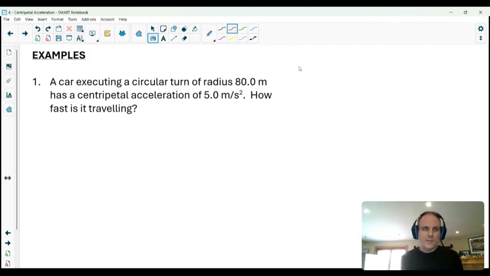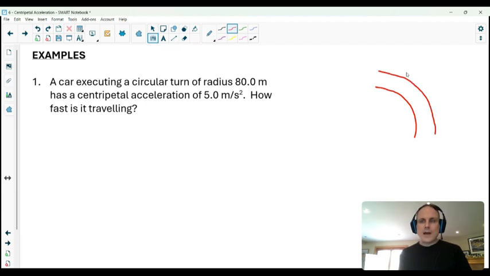Here's our first example problem. It says a car executing a circular turn of radius 80 meters has a centripetal acceleration of 5.0 meters per second squared. How fast is it traveling? So we're talking about a part of the road that happens to be circular in shape. They're going around a corner that happens to be circular, and the radius to where the car is from the center of what would be that circle is going to be 80 meters. And we want to figure out what's going on with this car.